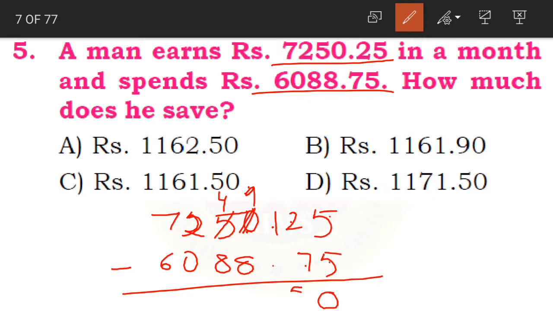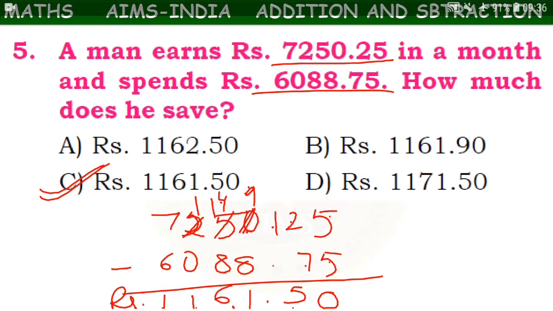Now 12 minus 7 is 5. 9 minus 8 is 1. 4 minus 8 is not possible. So again we'll borrow. 14 minus 8 is 6. 1 minus 0 is 1. 7 minus 6 is 1. What is our answer? Rupees 1161 and 50 paisa. That is option number C. Clear children? When we subtract the spent amount from the earnings, we will get the savings.